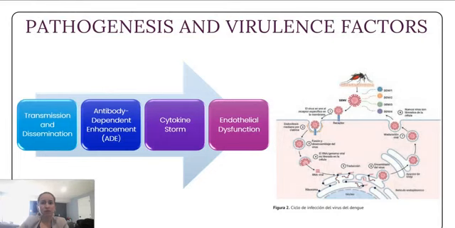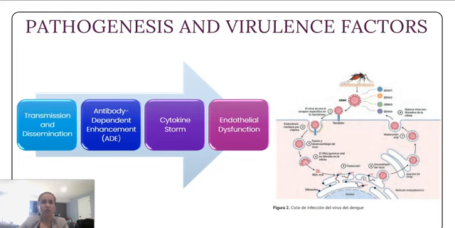Pathogenesis and virulence factors. Transmission and dissemination. The virus enters through a mosquito bite and initially replicates within dendritic cells and macrophages, subsequently disseminating through the lymphatic and circulatory systems. Antibody-dependent enhancement.